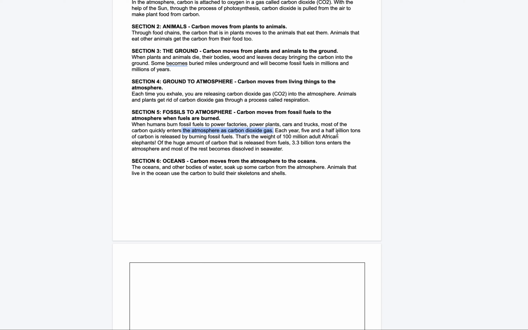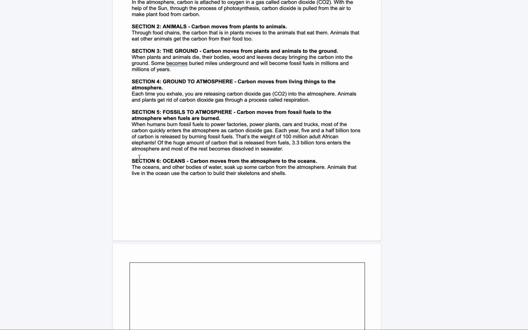Each year, 5.5 billion tons of carbon are released by burning fossil fuels. That's the weight of 100 million adult African elephants. Of the huge amount of carbon that is released from fuels, 3.3 billion tons enters the atmosphere, and most of the rest becomes dissolved in seawater.